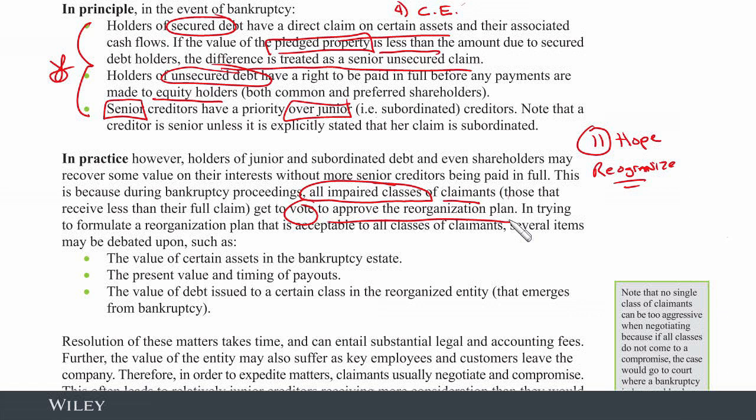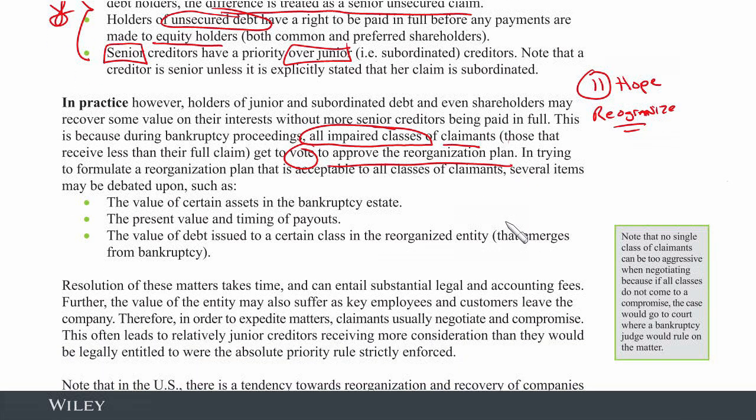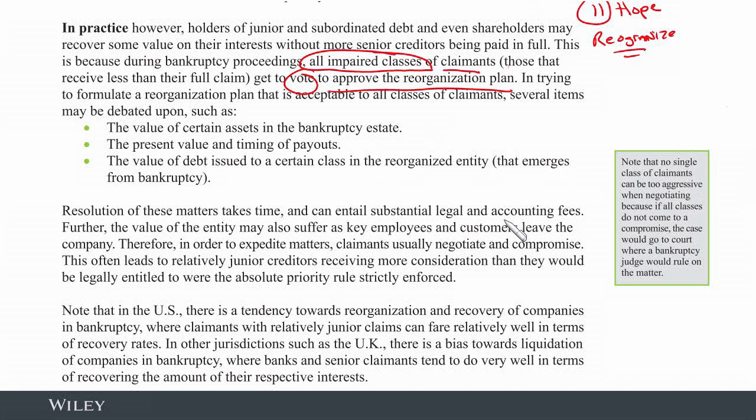Now, you don't need unanimous consent to approve this plan of reorganization. You'll never get everyone to agree. Generally, it's like a supermajority have to agree on the plan of reorganization. So what happens when there's this plan of reorganization, once the court confirms it, then that means it's binding on everyone, whether they agreed to the plan or not, okay? So the resolution of this, obviously, in a Chapter 11 can take time. There's a lot of legal and accounting fees that are involved in a Chapter 11. Okay, so normally the claimants are going to have to negotiate and compromise.